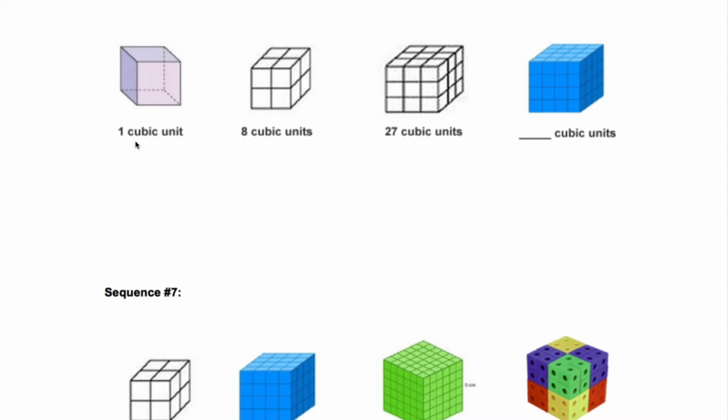Same thing here. 1, 8, 27. What would be next? Did we times it by 8? No. Are we adding 7? No. So in this case, A would be neither.